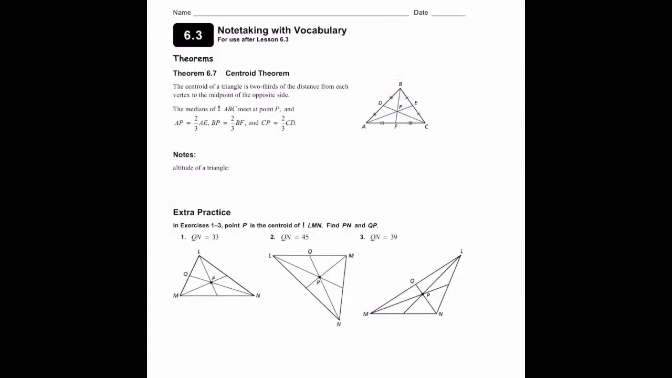Okay, guys, so we are going to talk about the centroid in chapter 6.3. The centroid is this point here. Point P is the centroid, and it is created by medians.